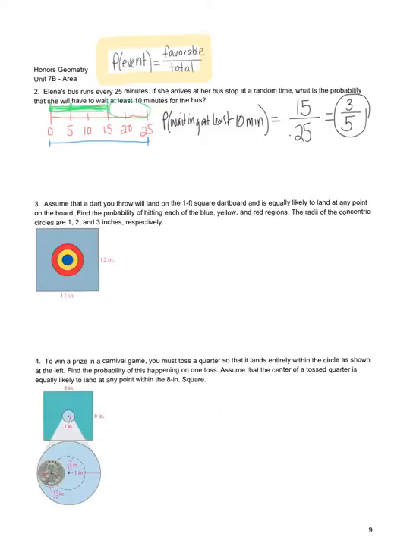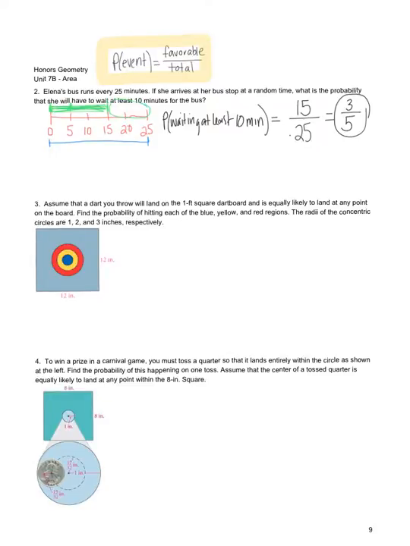Number 3 says, assume that a dart you throw will land on the 1-foot square dartboard and is equally likely to land at any point on the board. Find the probability of hitting each of the blue, yellow, and red regions. The radii of the concentric circles are 1, 2, and 3 inches respectively. Concentric circles just means circles that are in the same plane with the same center.